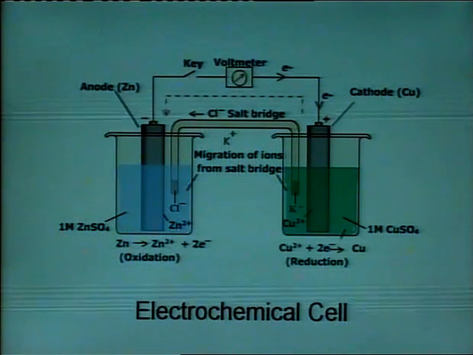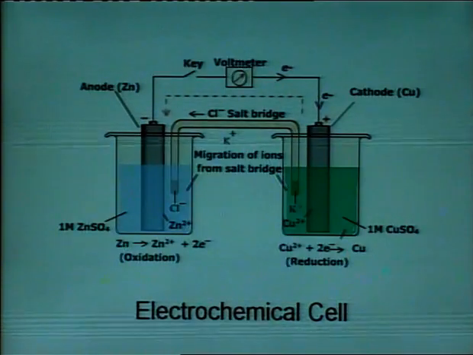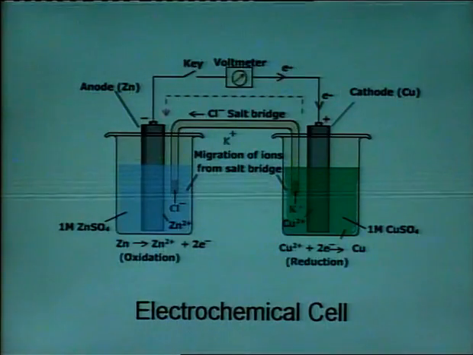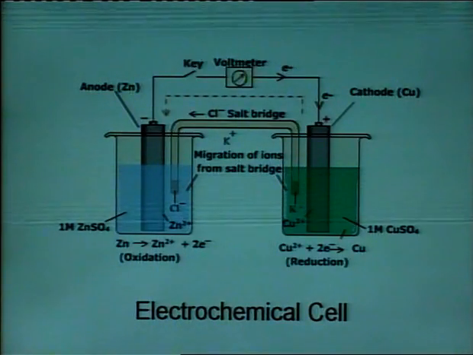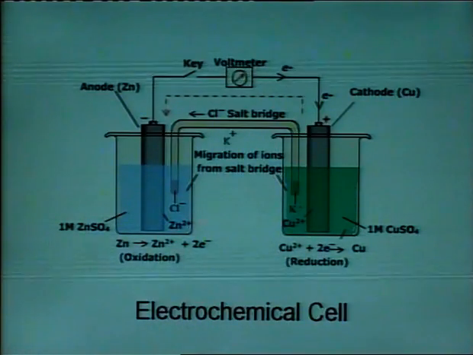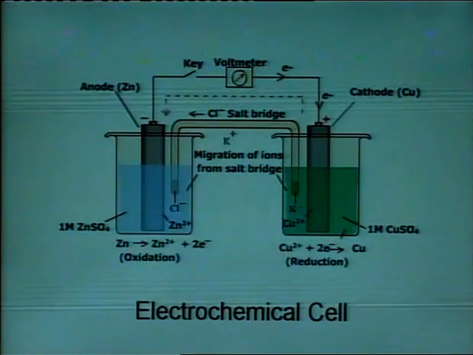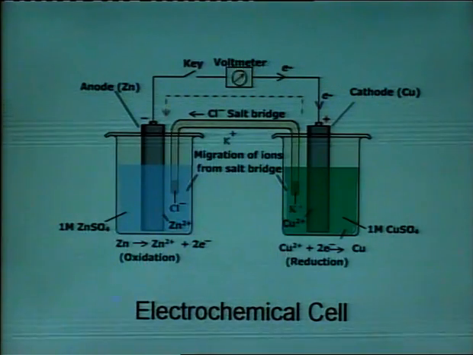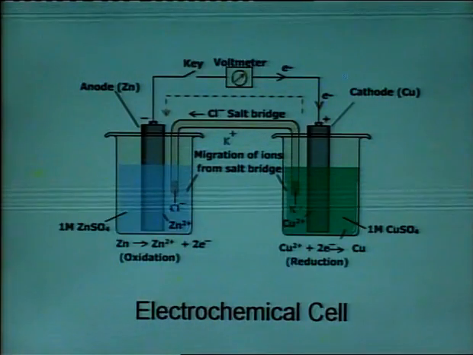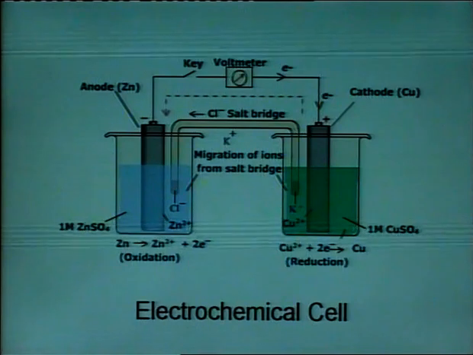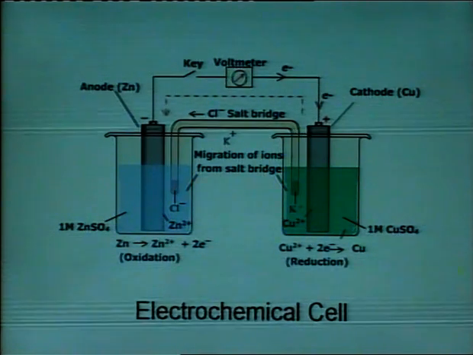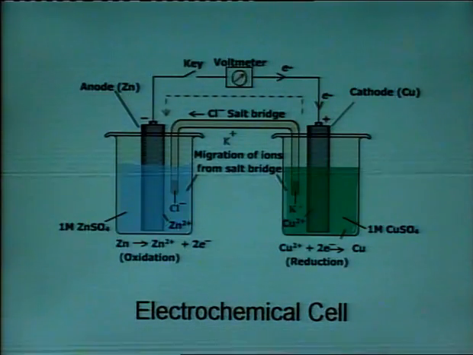Similarly, in the second half cell, that is the reduction half cell, due to sulfate ions there is overall negative charge, and to balance this negative charge, potassium ions will come down. As you can see in this diagram, some potassium ions are coming out of the salt bridge, which will neutralize the excess negative charge. Now, oxidation and reduction will start and the cell will start its working. So, this is the function of the salt bridge.